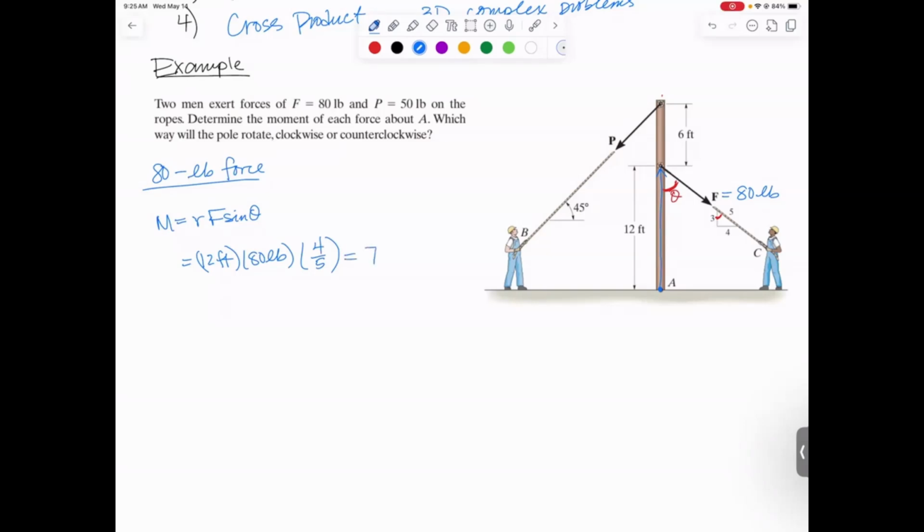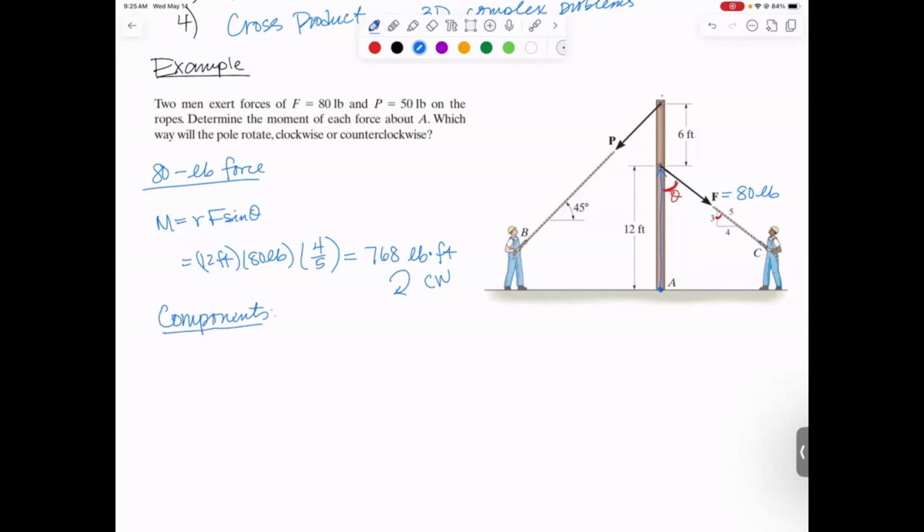And you multiply that out, you get 768 pound-feet. And that is going to be rotating this way, which is the same way the clock turns, clockwise. So that's a really fast way to find it. You do have to figure out which of these angles you're using and how to get the sine of theta. So you could alternatively figure this out using components. I want to practice this because I use it way more often than I use RF sine theta.